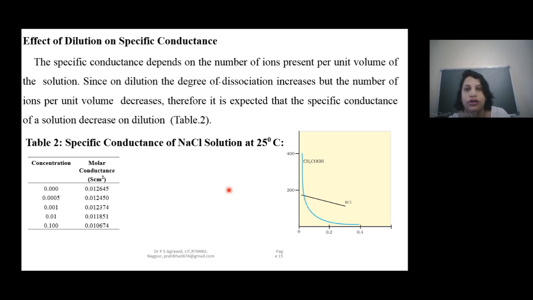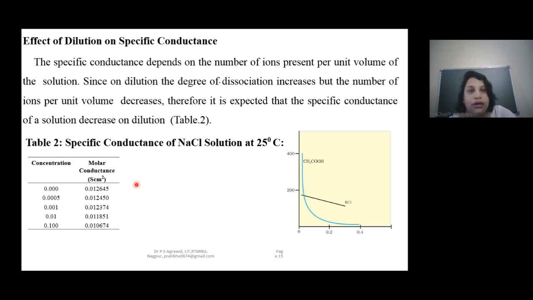I'm sorry, I forgot to take the table for the specific conductance here. The specific conductance decreases. On dilution, the concentration of ions per cc decreases, hence specific conductance decreases. But the equivalent conductance and molar conductance increase. Always remember this point: equivalent conductance and molar conductance increase with dilution.